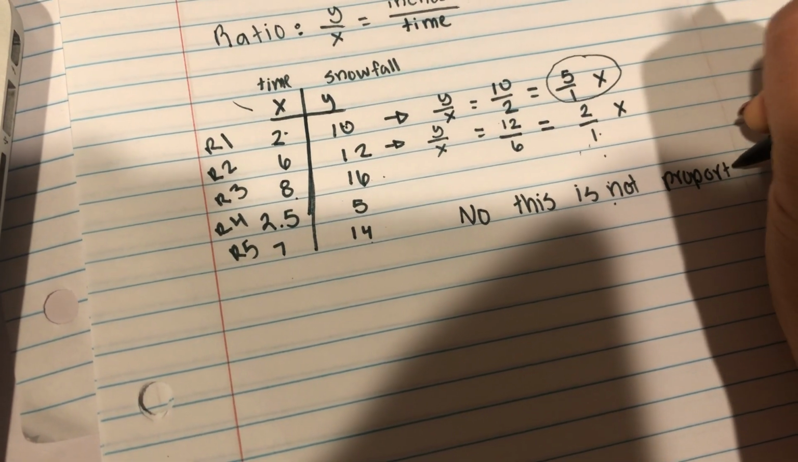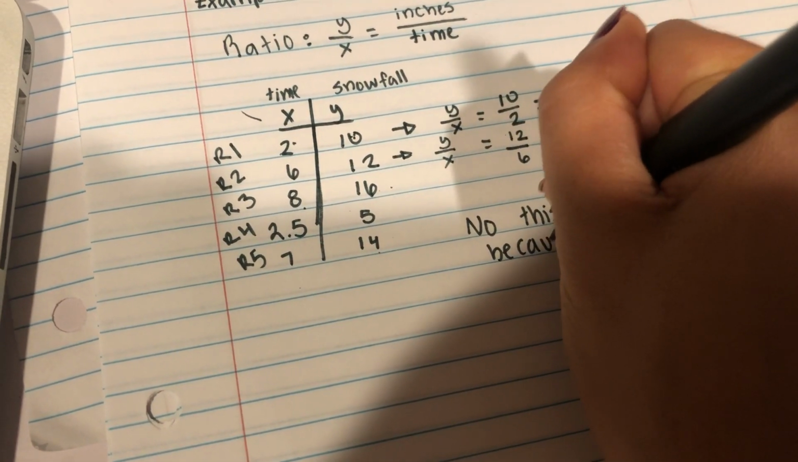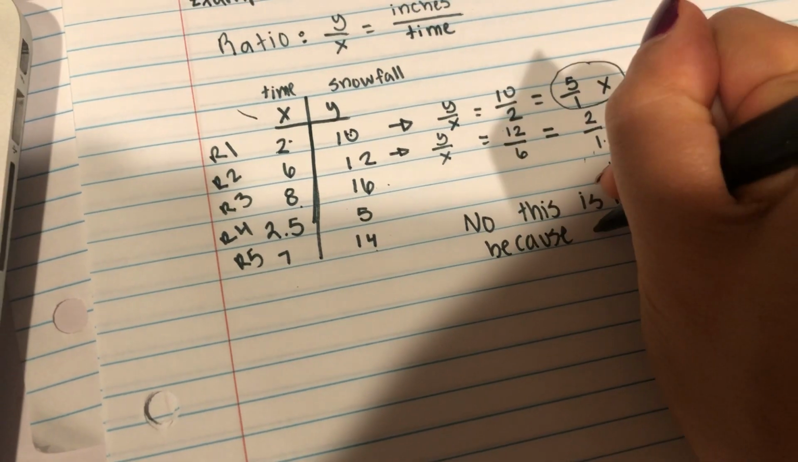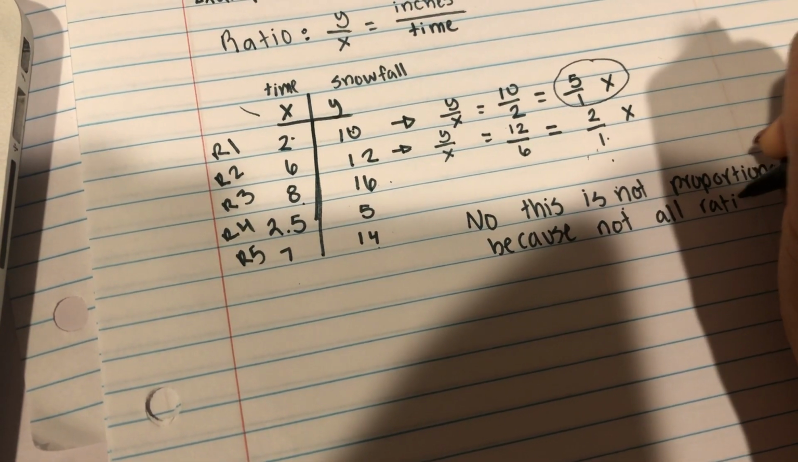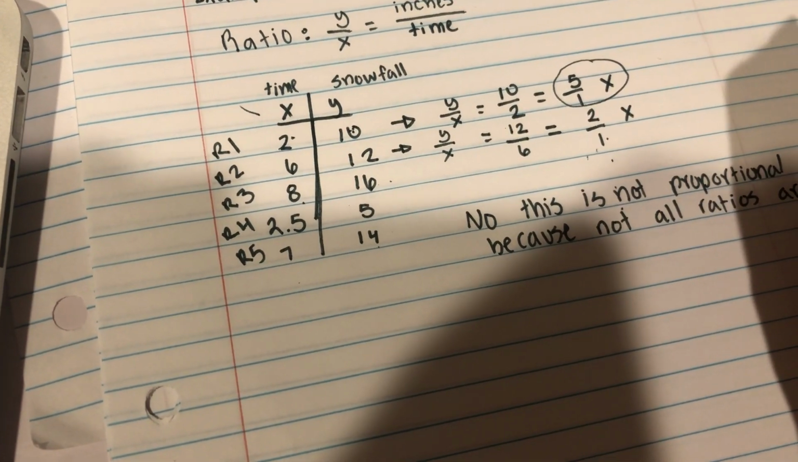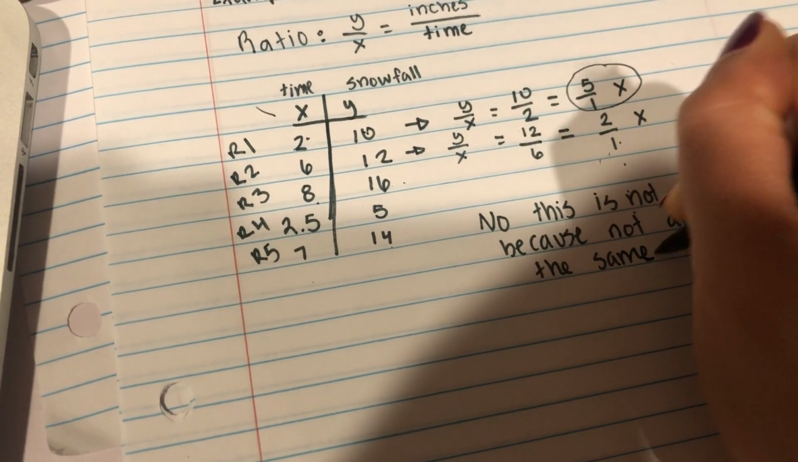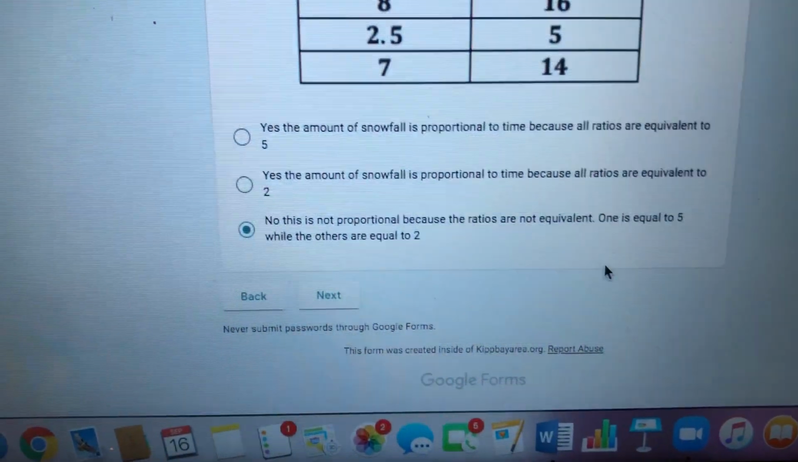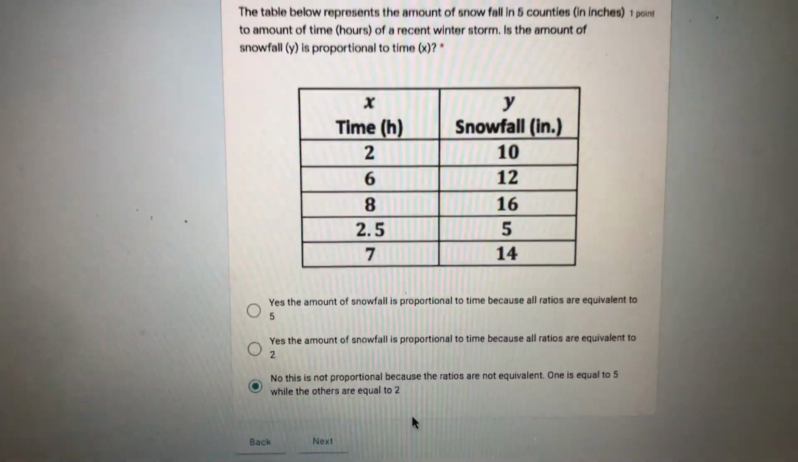Because not all ratios are the same or equal. Okay, so over here, what we're going to do is say, no, this is not proportional. One ratio is equal to 5 while the other is equal to 2. So this cannot be proportional.